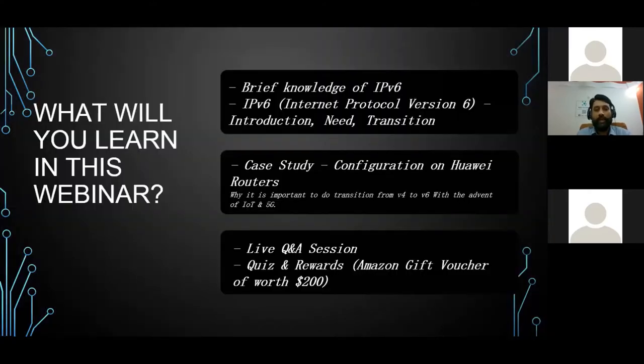So we think we should start with the topics which we'll be covering in this session. First of all, we will have a brief introduction of what IPv6, or IP version 6, is. Why do we need it? What is the transition process? Why do we need this right now?